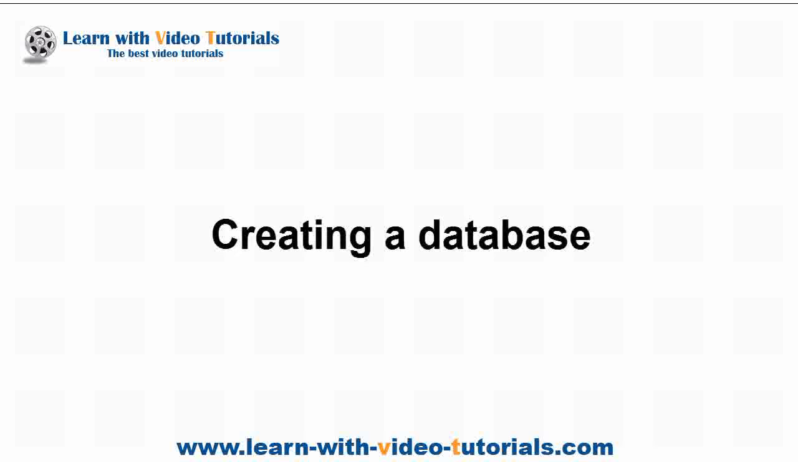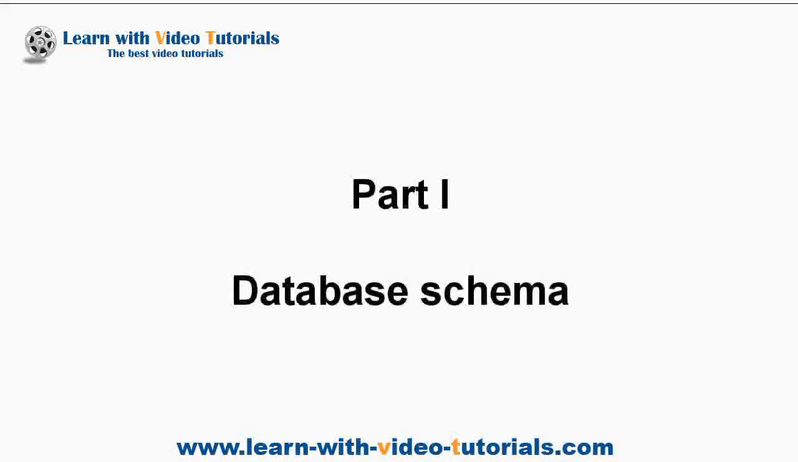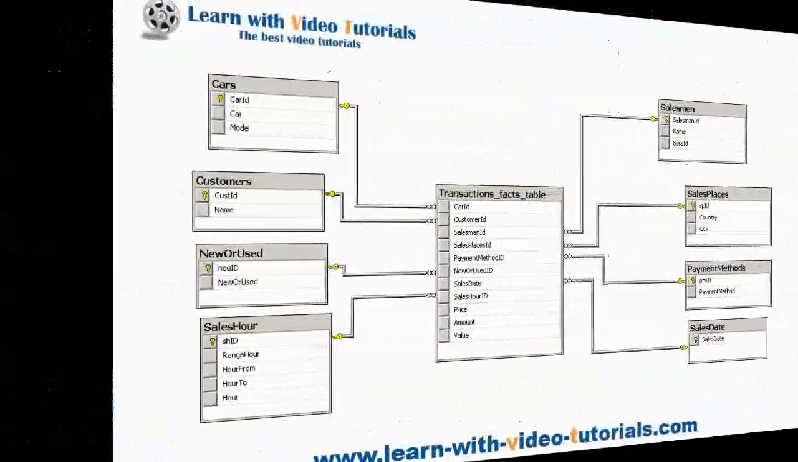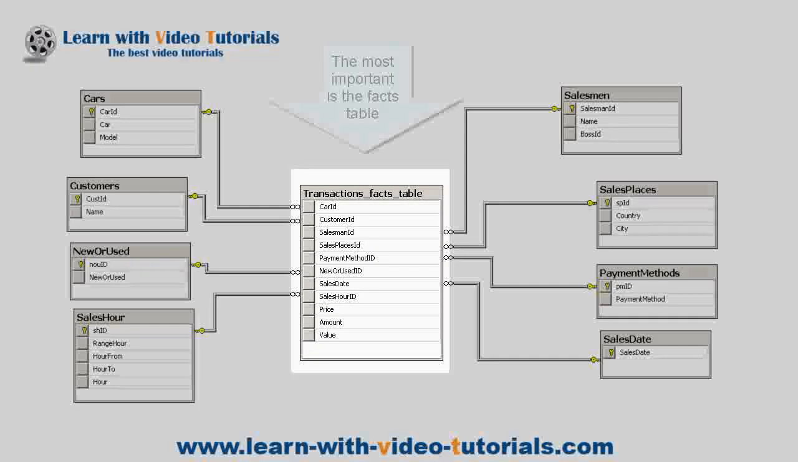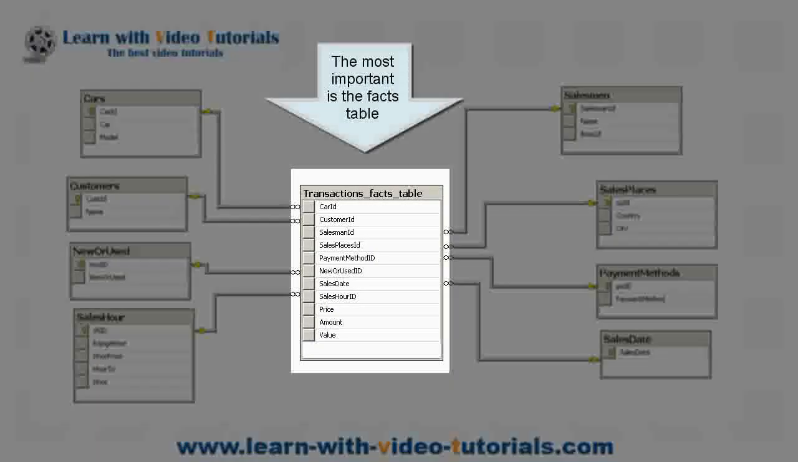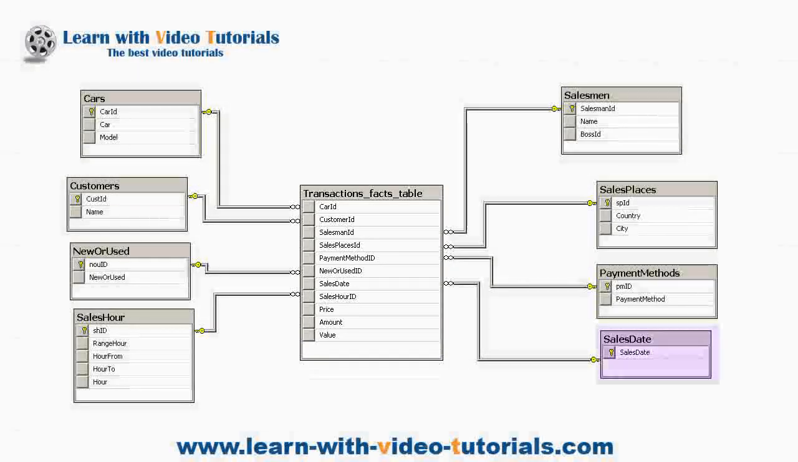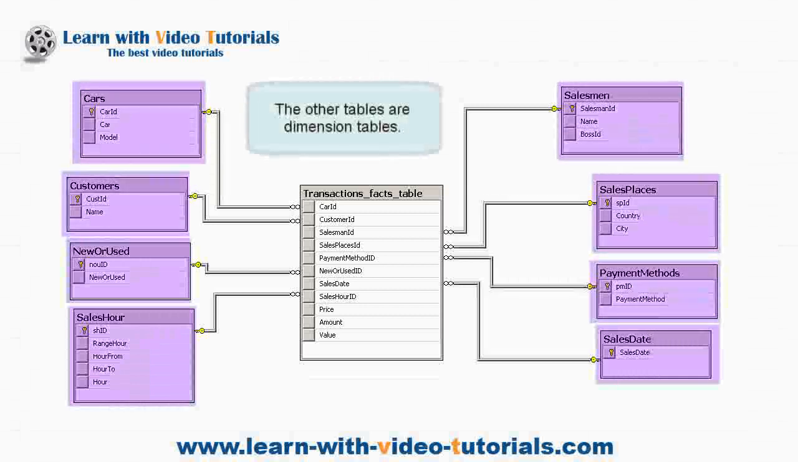Creating a database. Part 1, Database Schema. The transactions database consists of 9 tables. The most important is the facts table. The other tables are dimension tables.